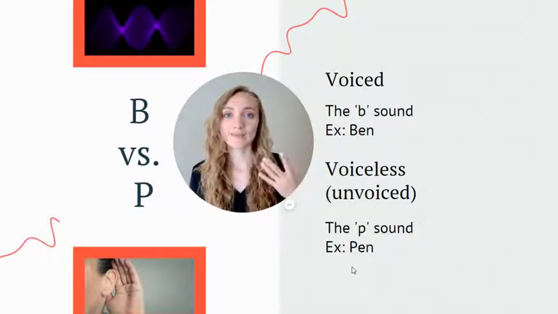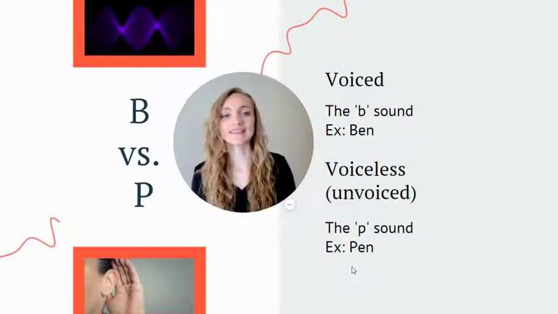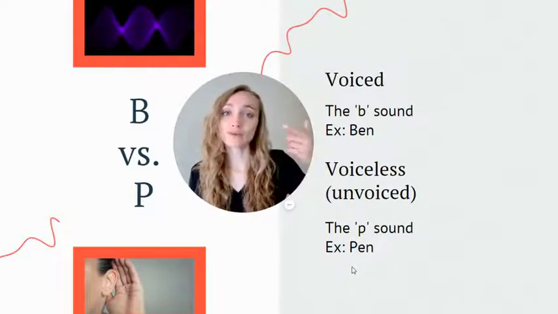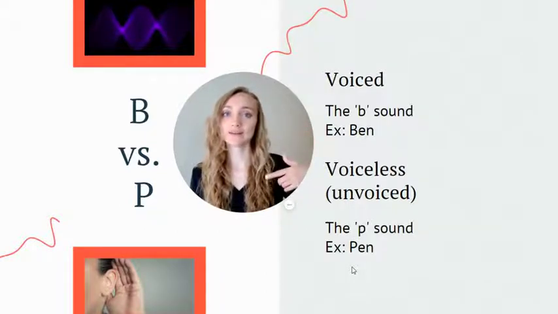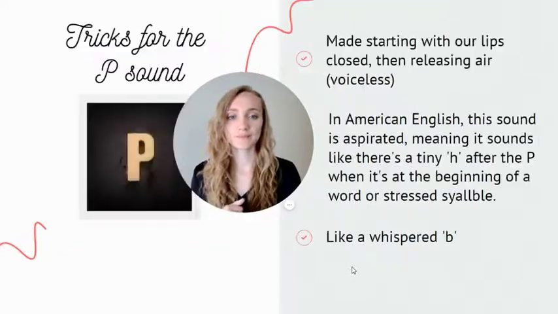Okay? And I'm going to give you some tricks. If you feel like you're still pronouncing a B, I'm going to give you some tips to not do that. Okay? So just hang on a moment. So we have words like Ben, voiced, and pen with a voiceless P. So that's the difference between the B and the P.